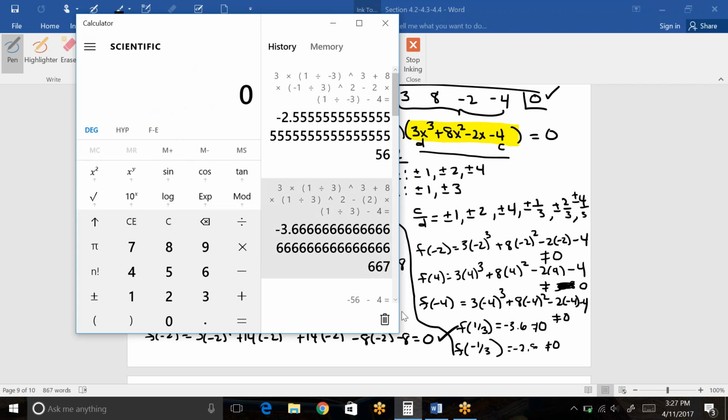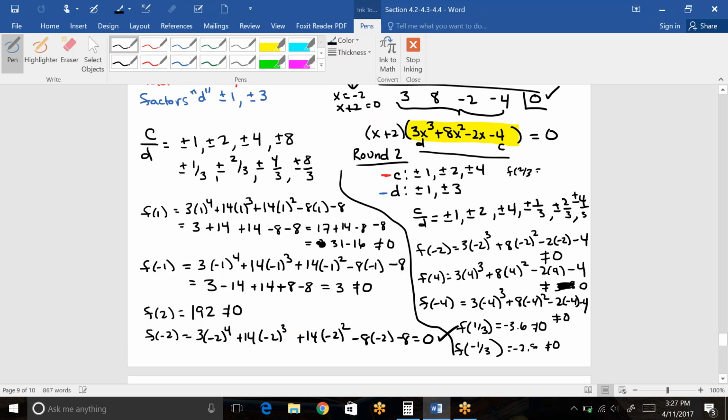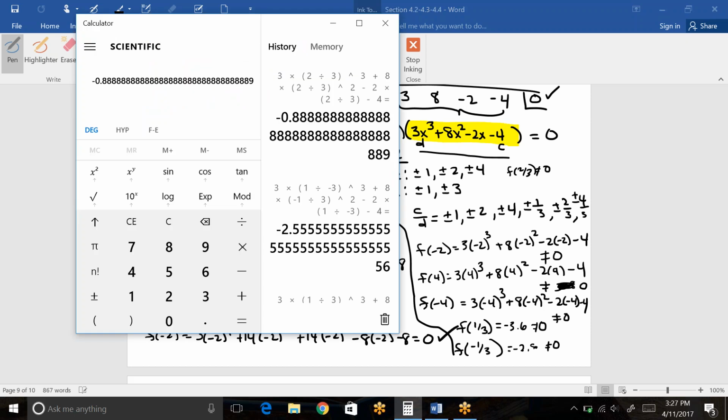So I'm going to just go ahead and try to do those without rewriting, and then we can break it down once we find it. So 3 times 2 divided by 3 to the third, plus 8 times 2 divided by 3 to the second, minus 2 times 2 divided by 3, minus 4. That is really, really close. So f of 2/3 does also not equal 0. So let's try negative 2/3.